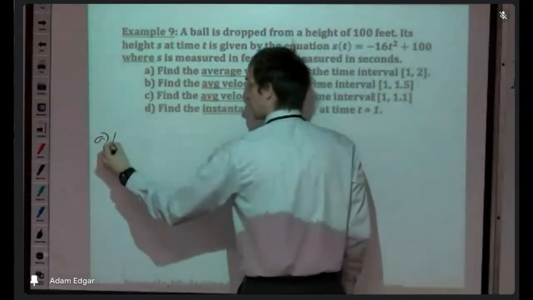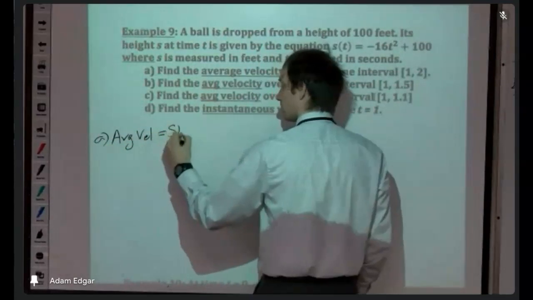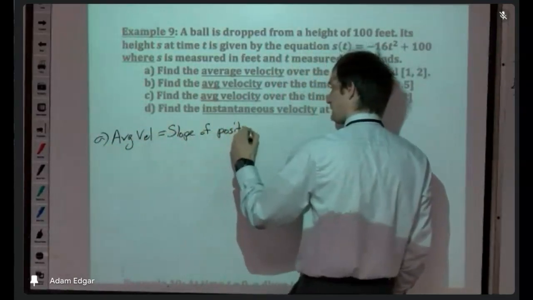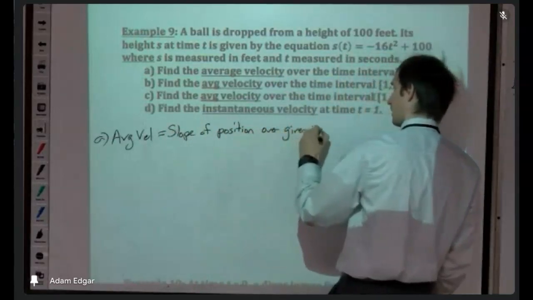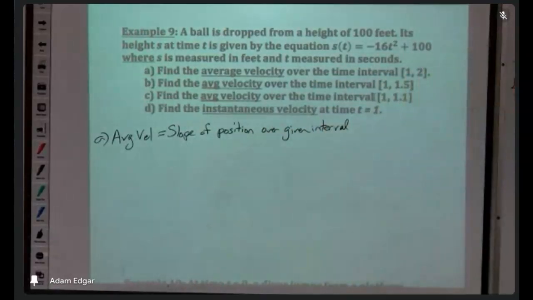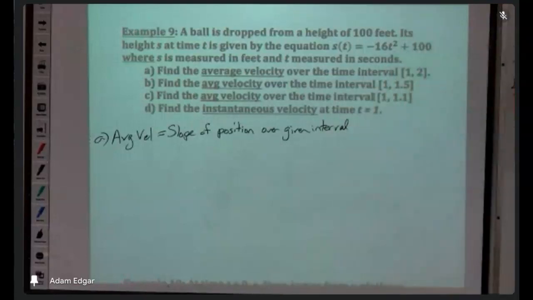So maybe write down for the first time you do this: average velocity equals slope of position over given interval. Because velocity is just the change in the position, either at some particular time or over a period of time. When we're talking about average velocity, it's over a period of time. So we've got to know our slope formula still.